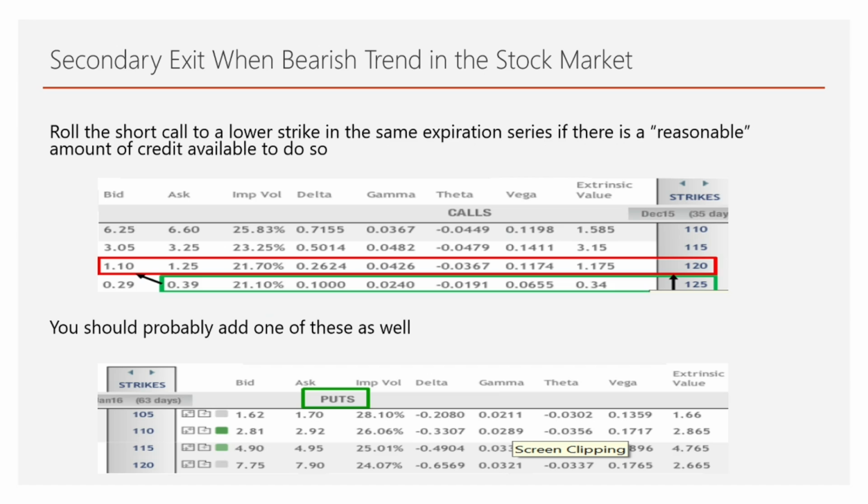In case of a bearish trend, I can roll it for the same option expiry or for a future expiry. I can roll it for a lower strike and collect more premium. On top of that, you can do one more thing to protect your capital, which is buying a put. What happens if you buy a put? When the stock market goes down, that will protect your money. That's the benefit of adding a long put.